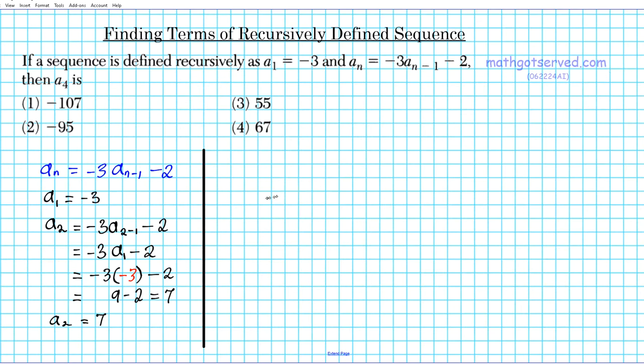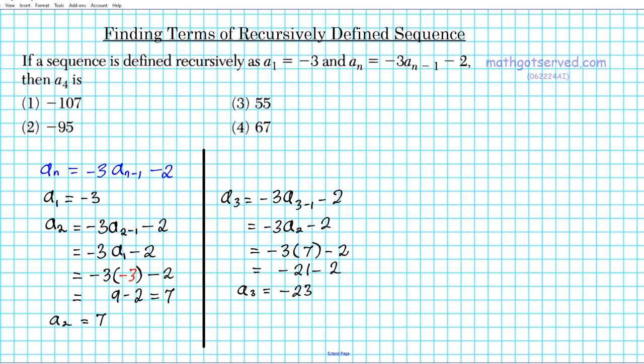So a sub 3, using the formula, is negative 3 times a sub 3 minus 1, minus 2. That's negative 3 times a sub 2, since 3 minus 1 is 2, minus 2. You see it's dependent on the previous term, a2, for its definition. We carry out the substitution: negative 3 times a sub 2, and a sub 2 is 7, minus 2. Negative 3 times 7 is negative 21, minus 2, and that gives us a3, which is negative 23.